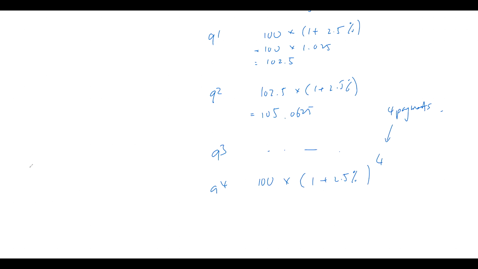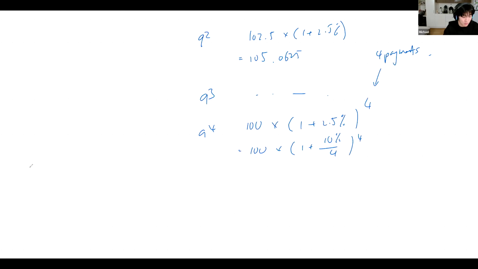Okay, and remember this 2.5 comes from 10% over 4. And that would actually give you something just slightly more than 110. I'm just quickly calculating that now. That gives you 110.38. Oh, wait a second. No, I screwed up.